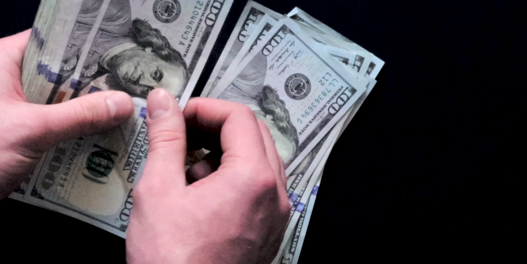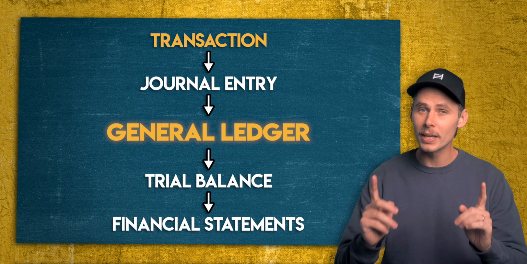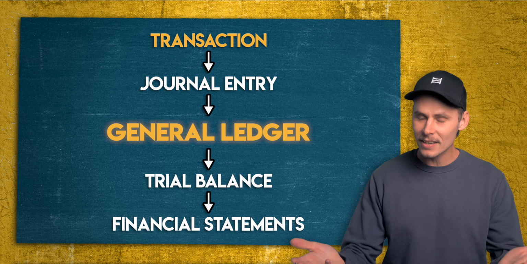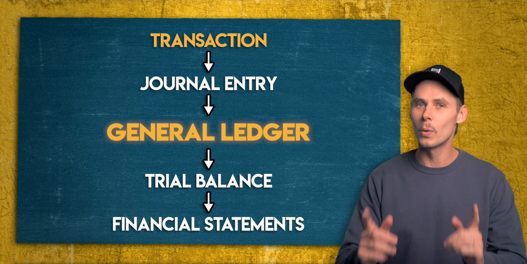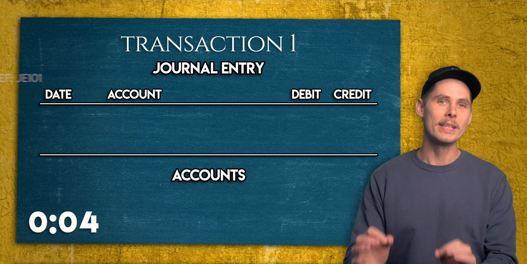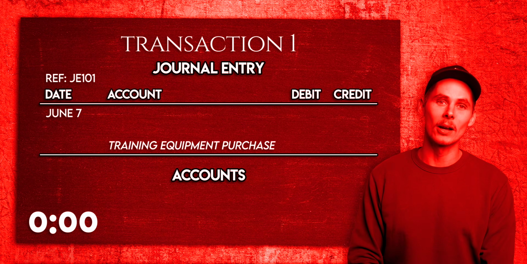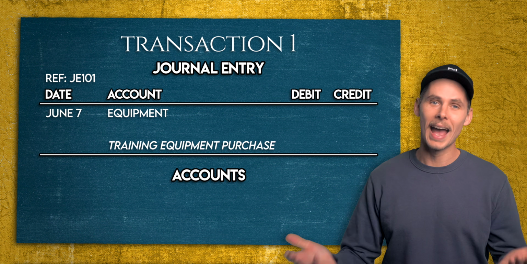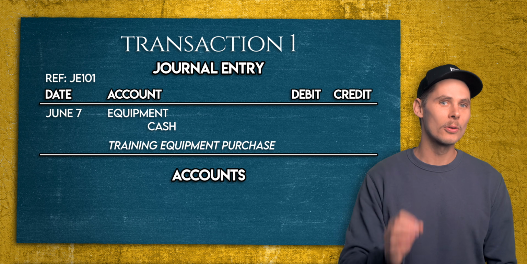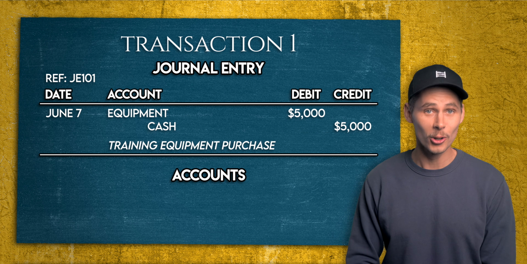Transaction 1. On June 7th, the gym purchases some new training equipment for $5,000 in cash. This is a financial transaction because it involves the transfer of money and monetary value. So we need to record it as a journal entry. We'll start by giving it a unique journal number, a date, a description, and the accounts affected. Equipment and cash. We debit equipment by $5,000 and credit cash by $5,000.